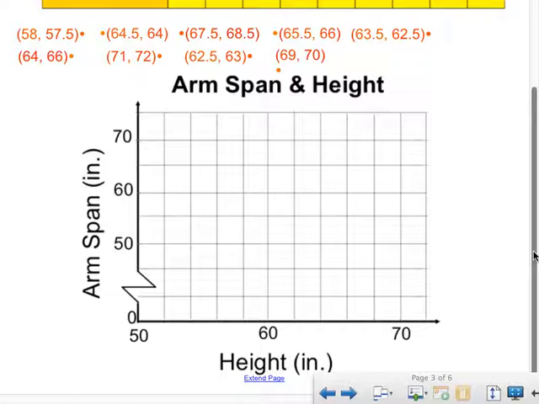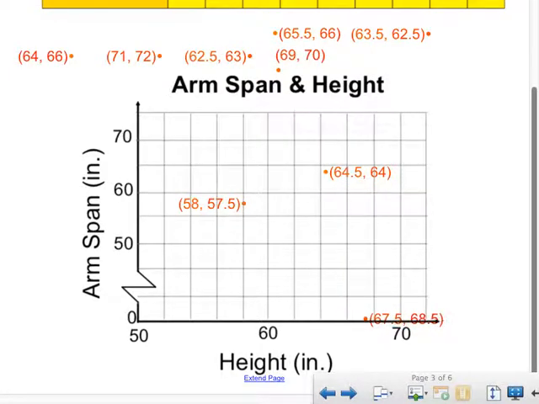So if you look, the first coordinate, 58. These are on my x-axis, counting by units of 2. And this would be 58, and then that would be about 57. Okay, next one, 64, 62, 64 and some change. And I need to be at 64. So this is 65, so 64 would be somewhere right about there.